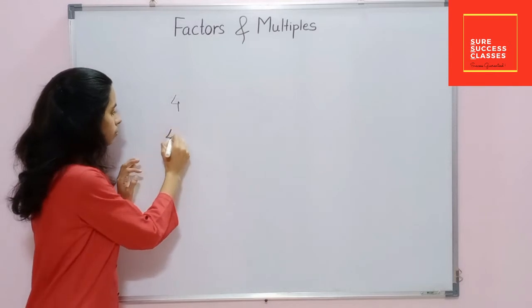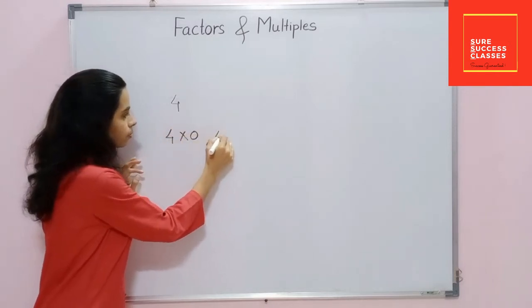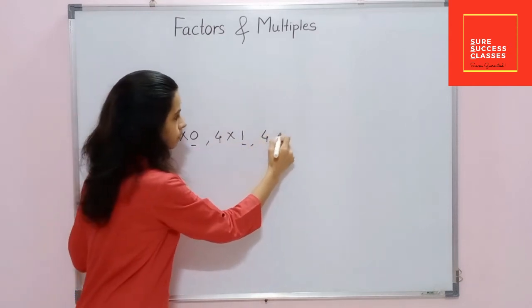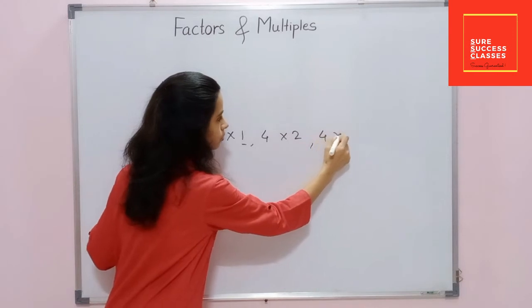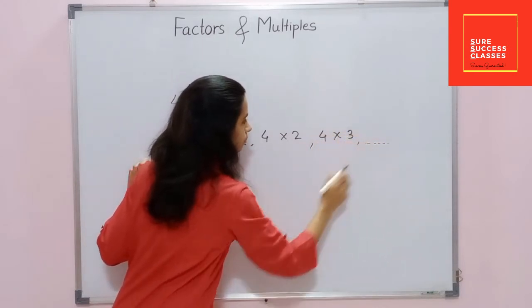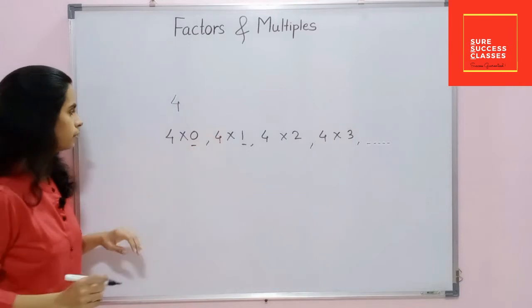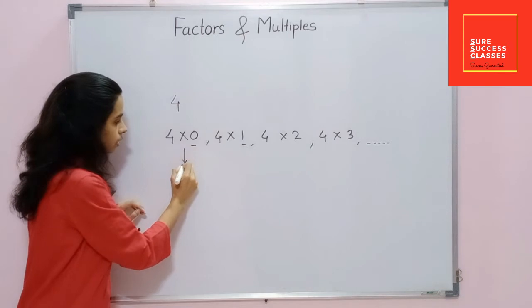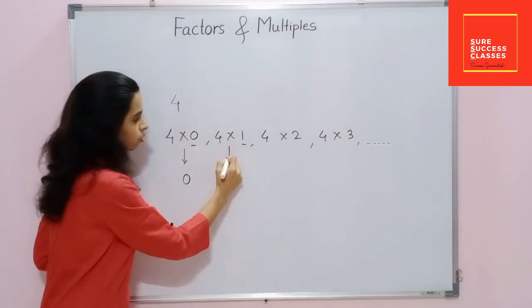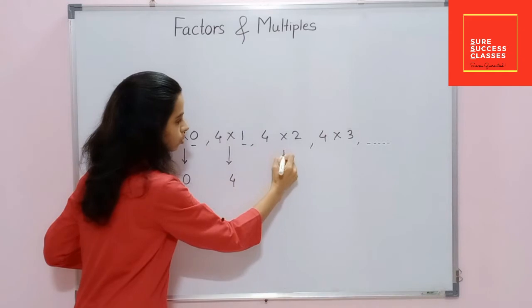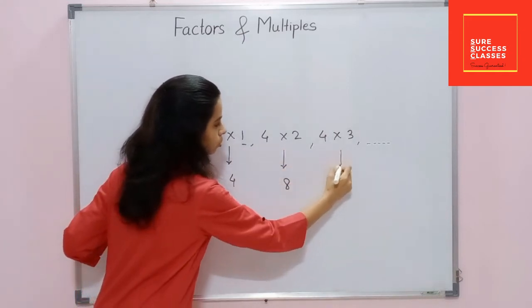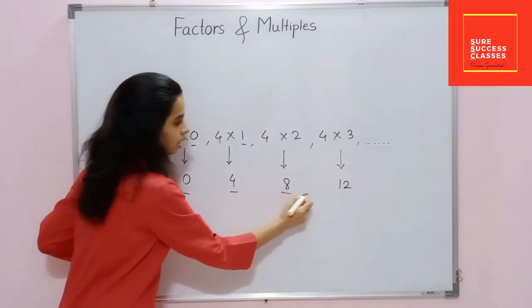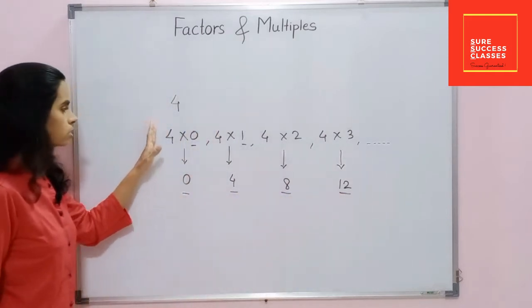Here we can multiply this 4 by 0, 1. These are whole numbers. 2, 3 and so on. Whole numbers move ahead. 4 times 0, here we will get 0 as our answer. 4 ones are 4, 4 twos are 8, 4 threes are 12. These numbers are the multiples of 4.